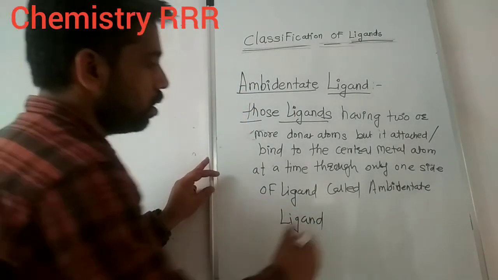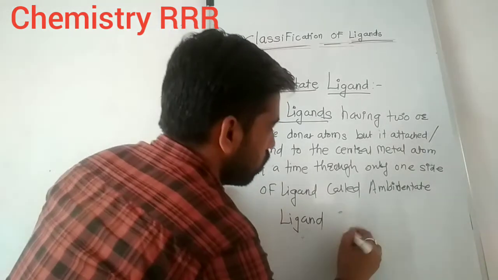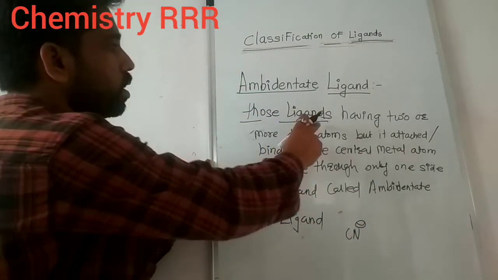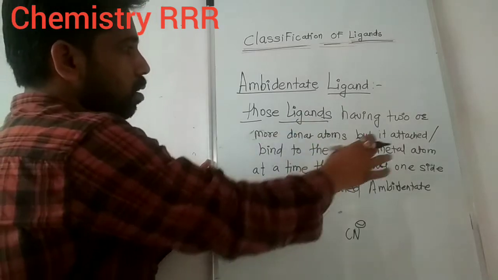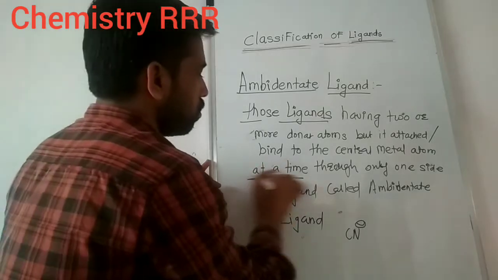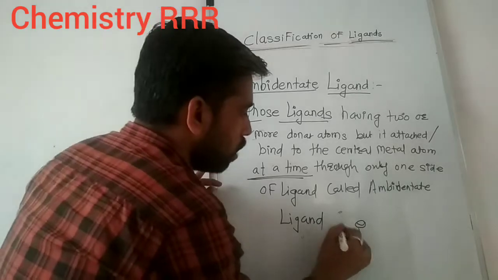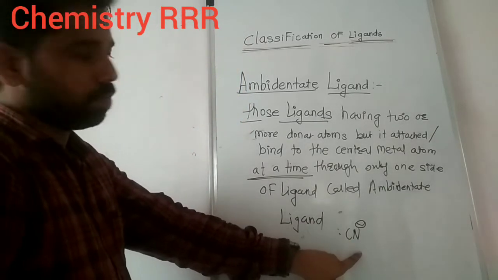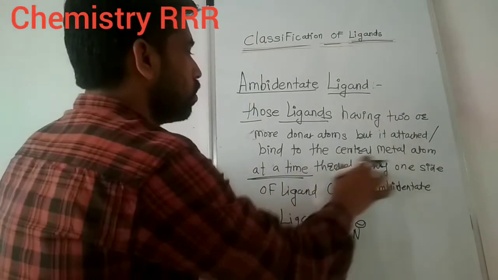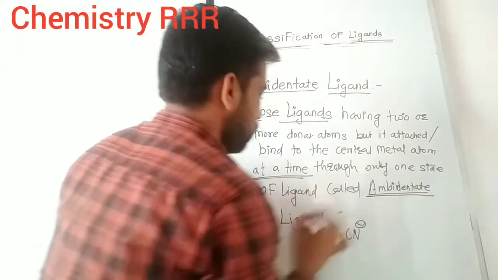Now let's see our example again. Let's take the example of cyanide. The definition is: those ligands having two or more donor atoms, but attaching or binding to the central metal atom at a time through only one side of the ligand, either through carbon or through nitrogen, are called ambidentate ligands.